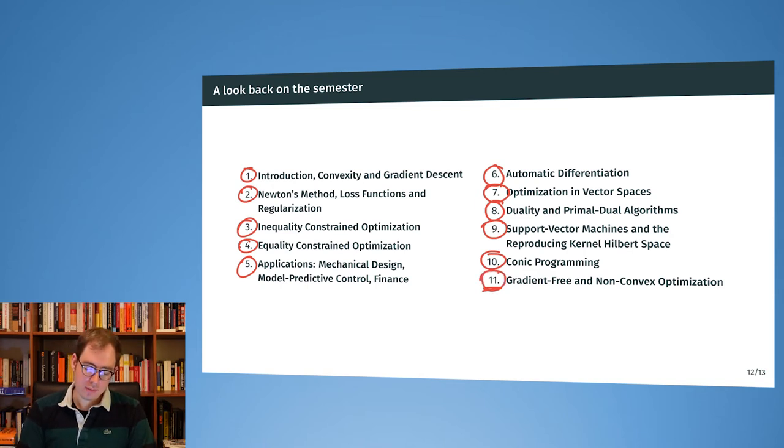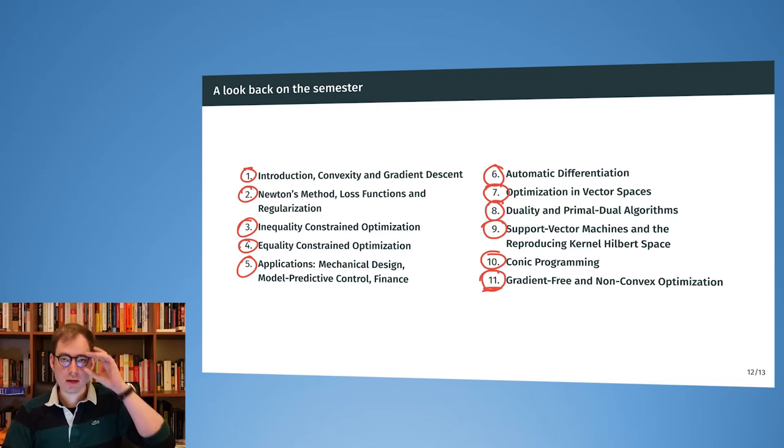And lastly, today we saw gradient-free and non-convex optimization, so a small outlook. What can you do if convex optimization is not enough, because just the application that you're looking at is not convex per se?